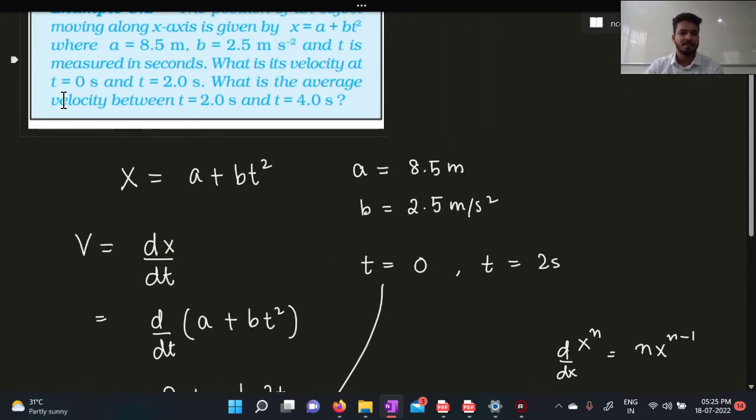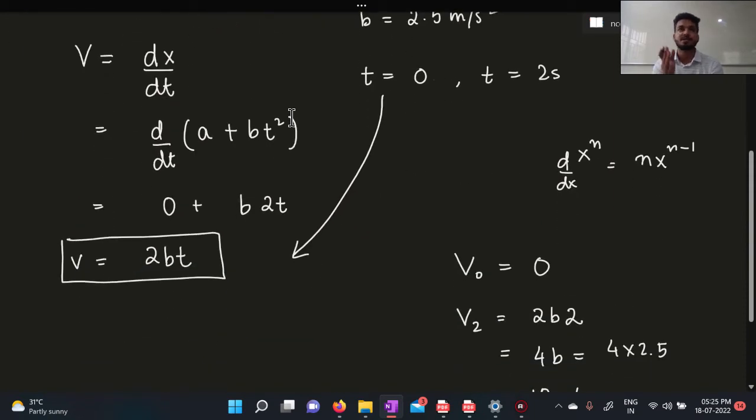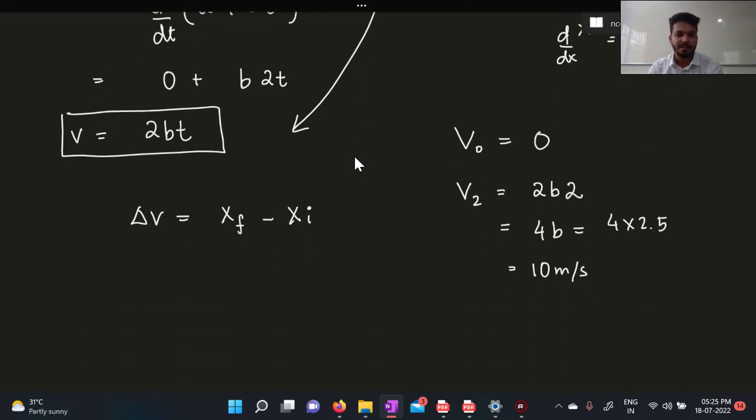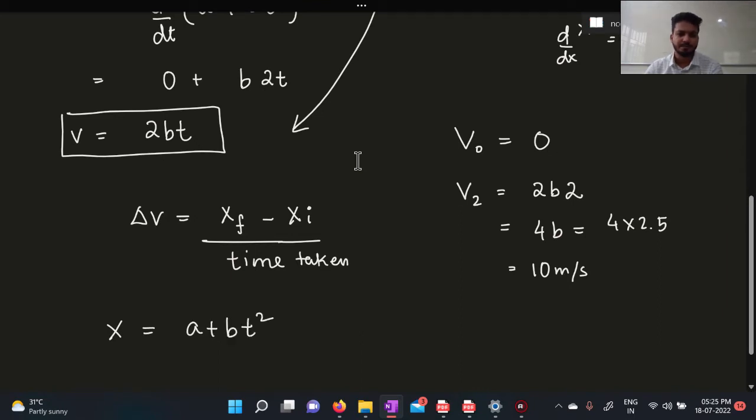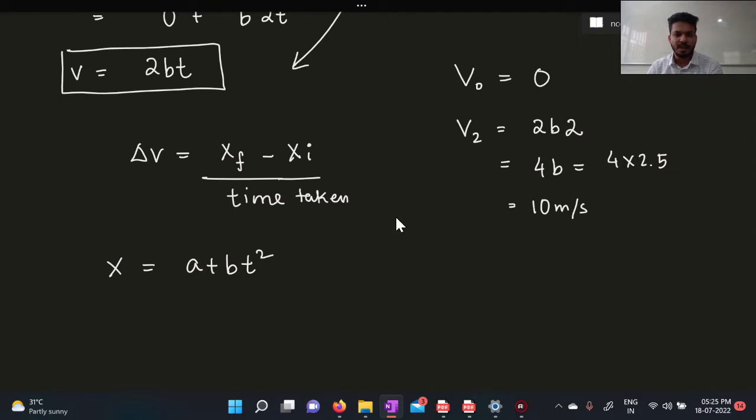They had asked me what is the velocity at t equal to 0 seconds and t equal to 2 seconds. Next they are asking what is the average velocity between 2 seconds and 4 seconds. Now for average velocity you don't need to differentiate, because average velocity is defined as the final displacement minus the initial displacement, divided by the time taken. I already have a function for displacement, which is a plus bt square. We are asked from t equal to 2 seconds to t equal to 4 seconds.